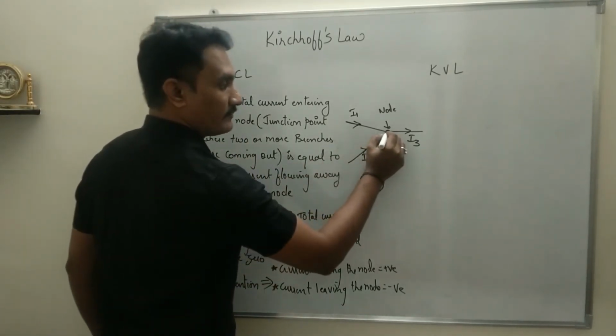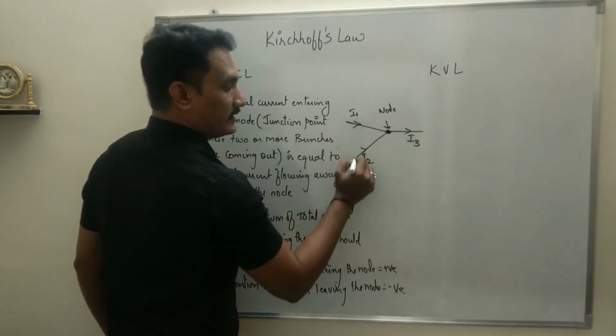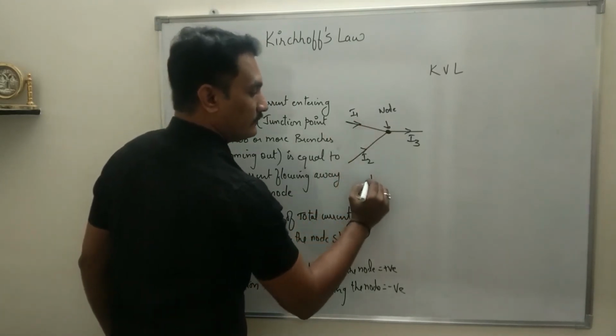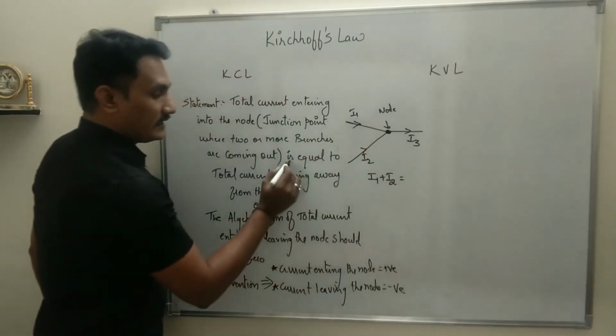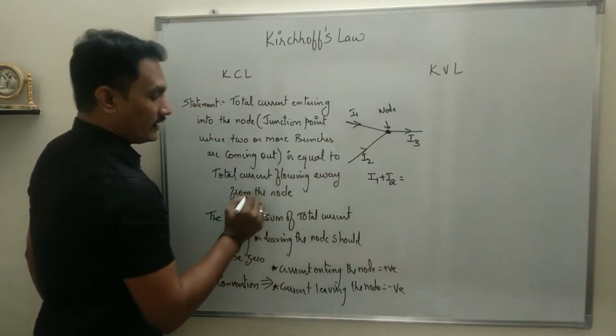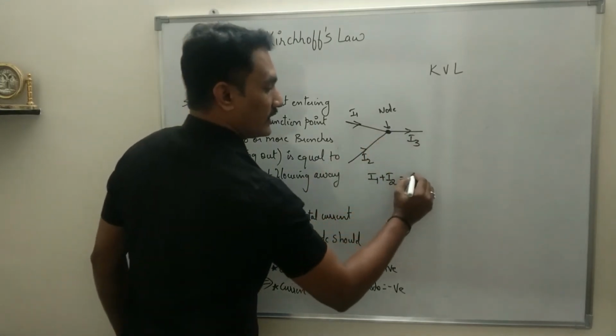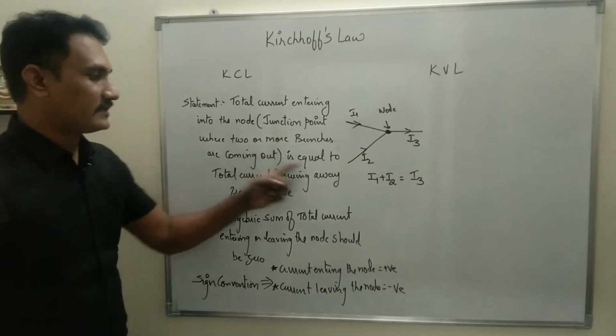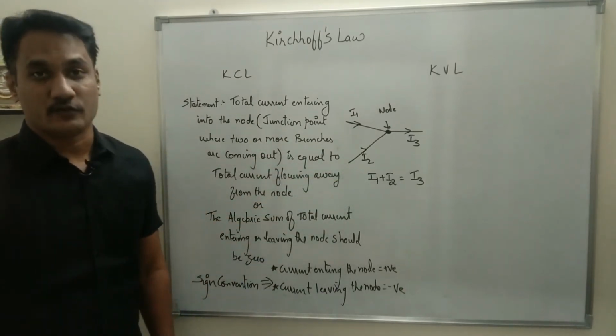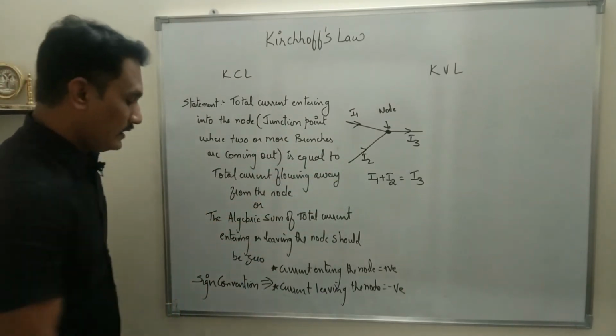So the node is this point, right? The total current entering the node is I1 plus I2. I1 plus I2 is equal to the total current flowing away from the node. The total current flowing away from the node is I3. So from the first statement I can write this equation: I1 plus I2 equals I3.